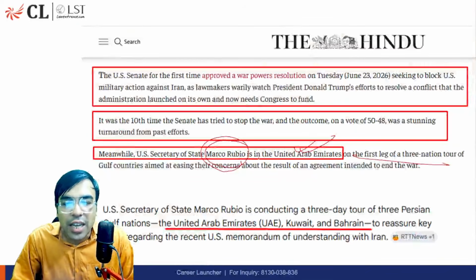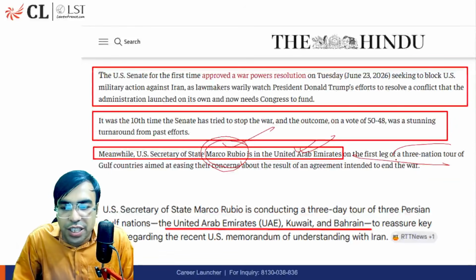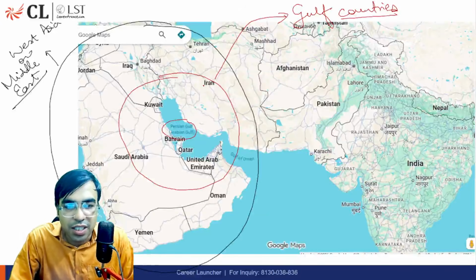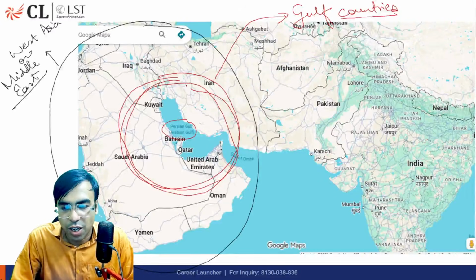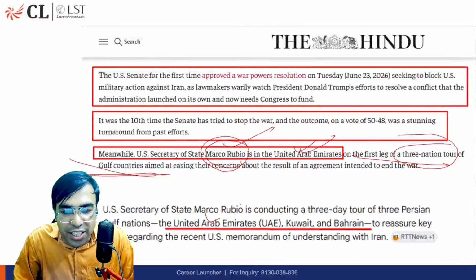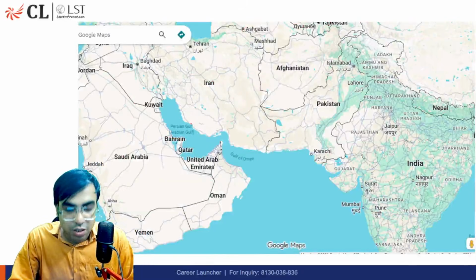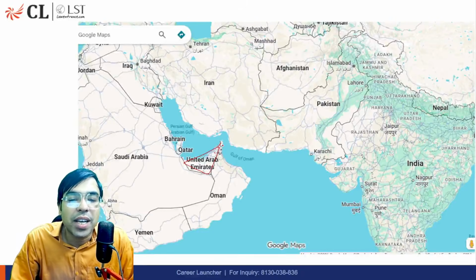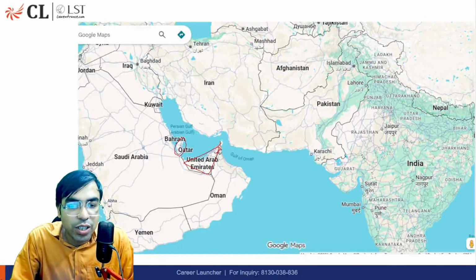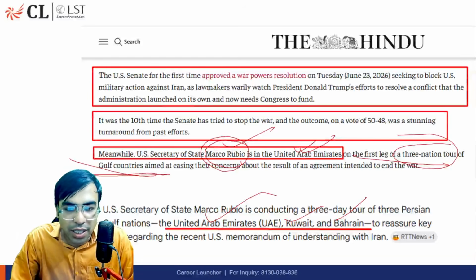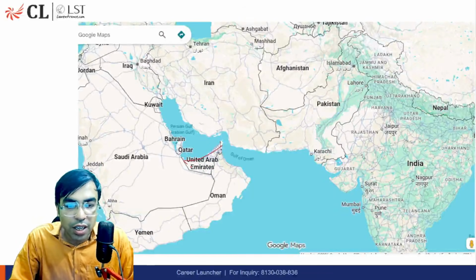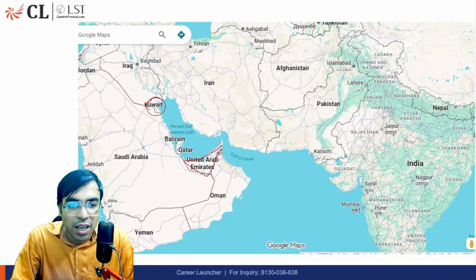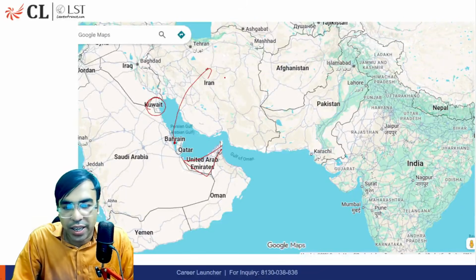So he's on a Gulf nation tour, right? First leg of a 3-nation tour of Gulf countries. Gulf countries means this region. He's visiting 3 countries: UAE, Kuwait, and Bahrain. This is UAE, United Arab Emirates. There is a US base in UAE. This is Qatar, where Al Udeid Air Base is, but he's not visiting Qatar. This is Kuwait, and just north of Qatar, you will find this small island called Bahrain.